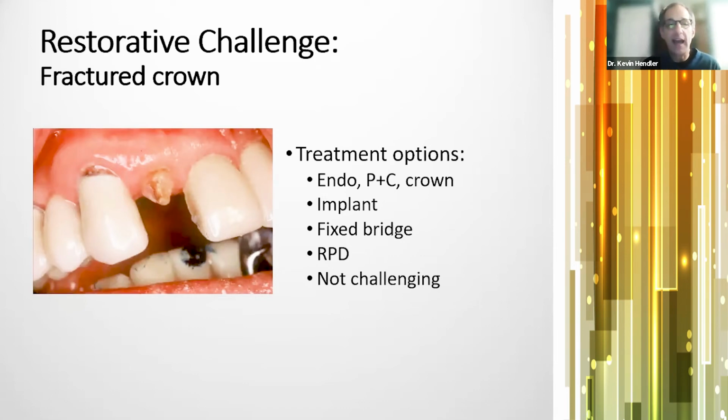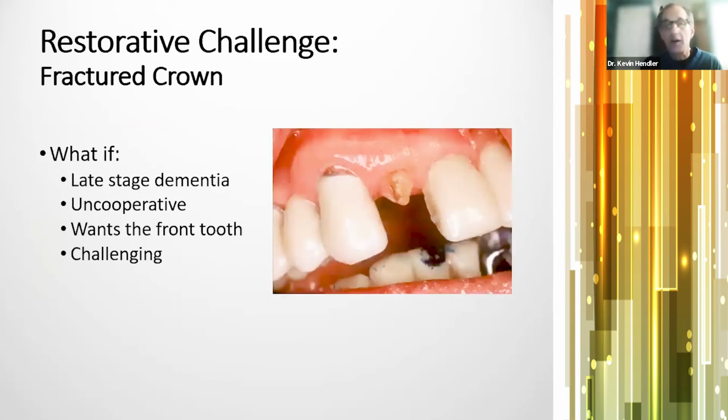So here's a restorative challenge, maybe. A person comes in, they have a broken tooth, the crown popped out, and with a normal, healthy individual, you'd look at it and say, okay, we know what to do. We could do endo, post-core crown, maybe an implant, maybe a fixed bridge, RPD. Not very challenging, right? Well, what happens if the same person comes in, but now they have late stage dementia?